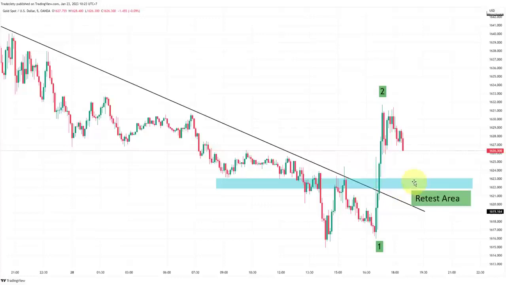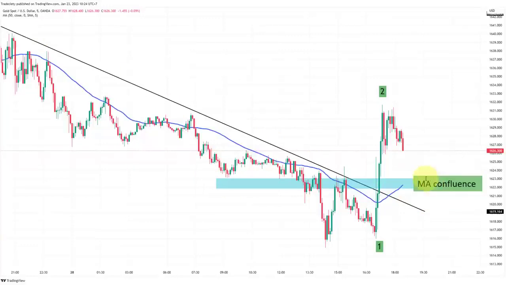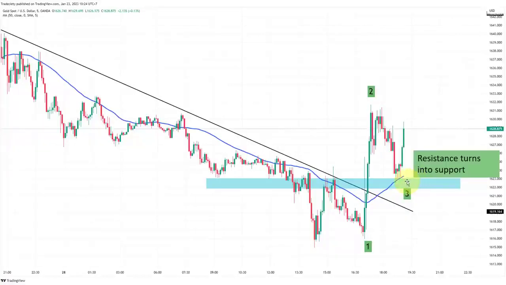And retests can happen at many different points. For example, we could see a retest of the trend line. We could see a retest of the previous highs and lows. We could also use a 50-period SMA, which is a great trend tool or trend filter. And very often, if you see those clusters, that's where you can often see great retests. This is then our point 3. So we have previous resistance turns into support.